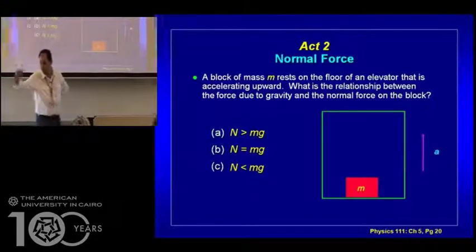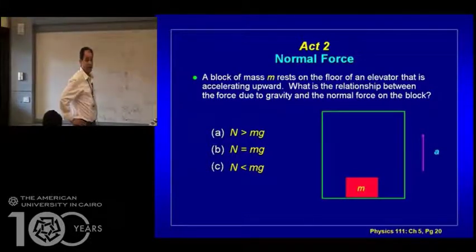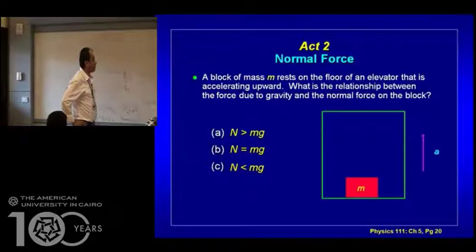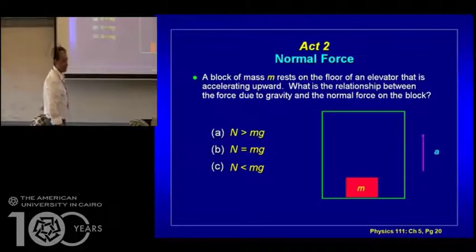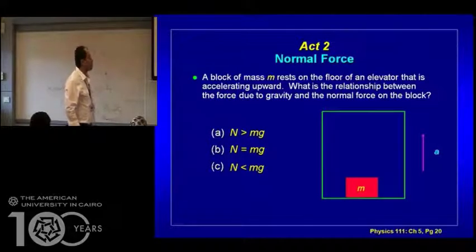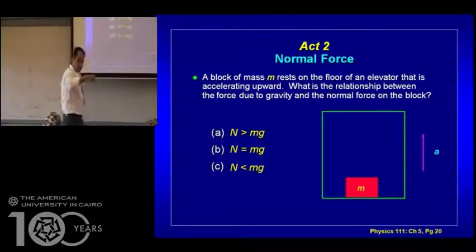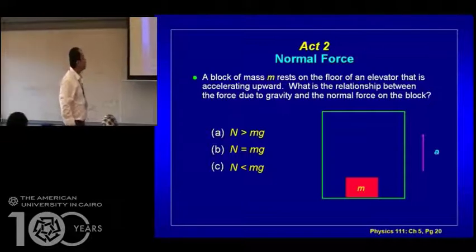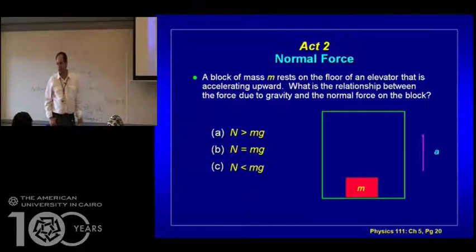Do not worry about it. Let's look at another example here. We have an object, someone of us, standing in an elevator, and that elevator is moving up with an acceleration a. Now, my question is, let's look at the normal force between the floor of the elevator and the object. The normal force from the floor on the object. Is it going to be more than mg? Will it equal mg, or will it be less than mg?